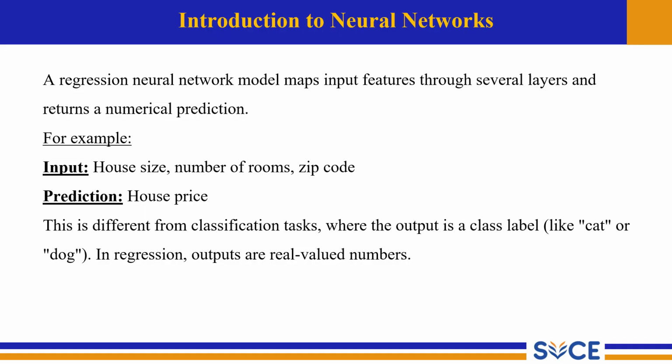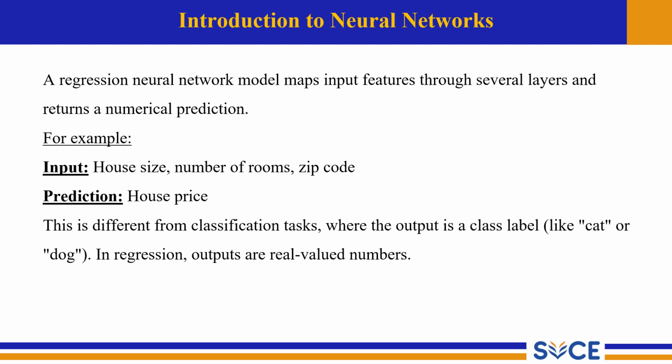So first, what is regression in neural networks? A regression neural network model takes the input features and processes them through multiple layers to produce a numerical prediction. For example, if the input features are the size of the house, number of rooms, and the zip code, the model's output could be the predicted price of the house.